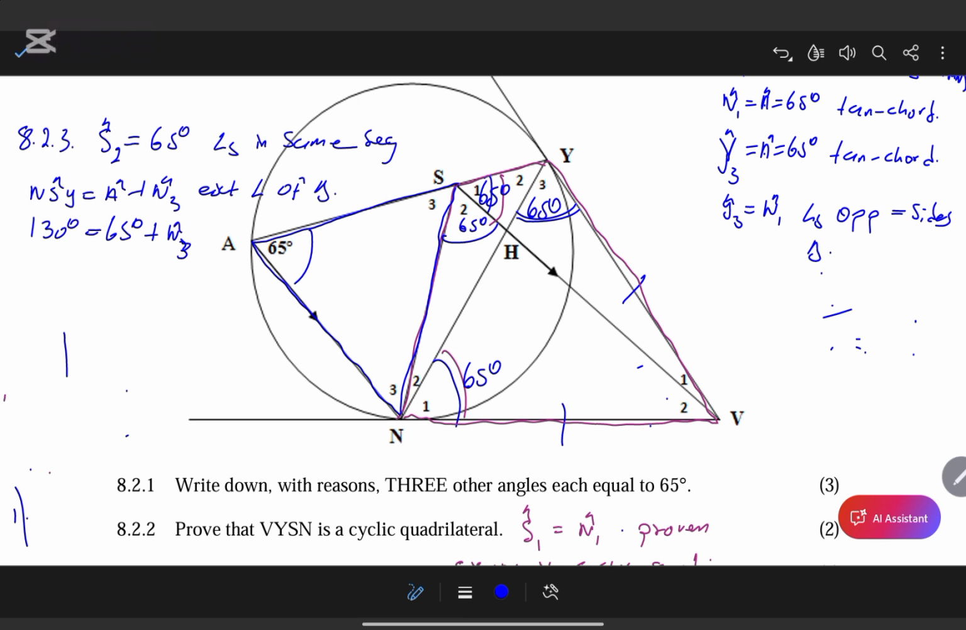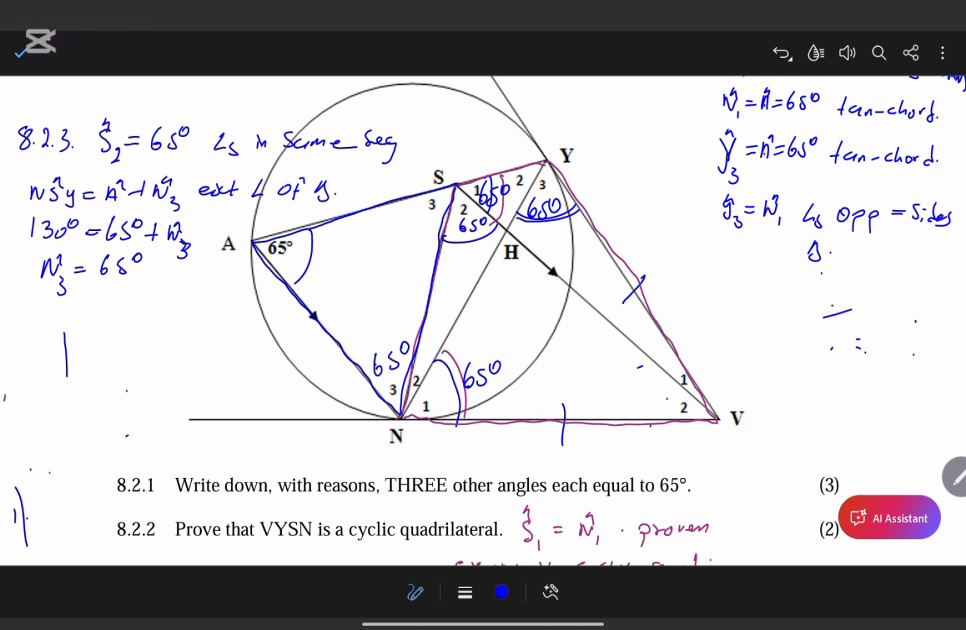Now, you're simply going to transpose the 65 degrees. Therefore, angle N3 is equal to 130 minus 65, which is 65 degrees. So angle N3 is 65 degrees. So if angle N3 is 65 degrees and angle A is 65 degrees, therefore this triangle is an isosceles triangle.